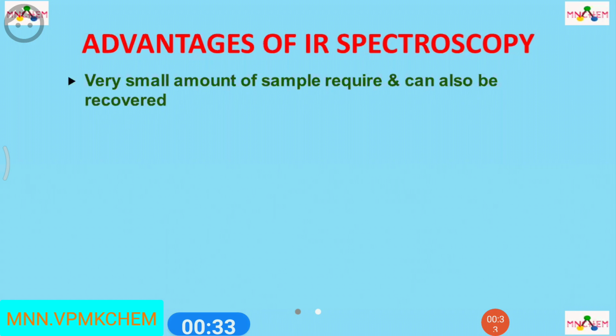First, very small quantity of sample is required to take an IR spectrum, and even that small quantity of sample can be recovered back. The time required to record an IR spectrum for a compound is very short. Near about 10 to 15 minutes are enough to record IR spectra of a sample.